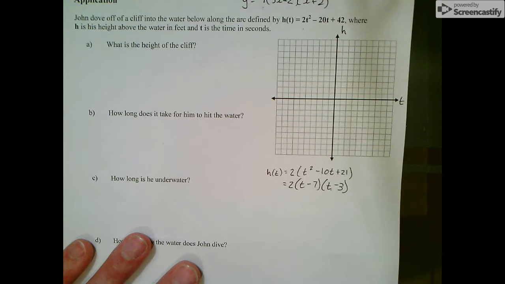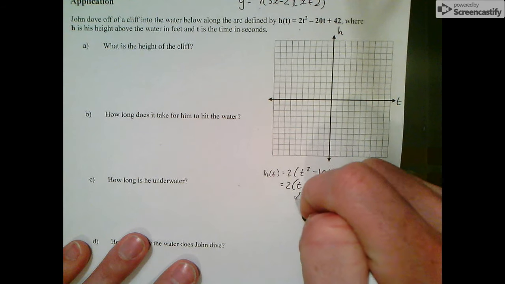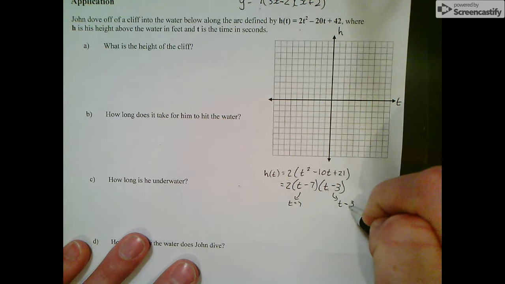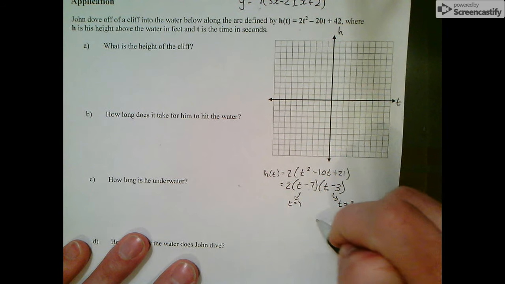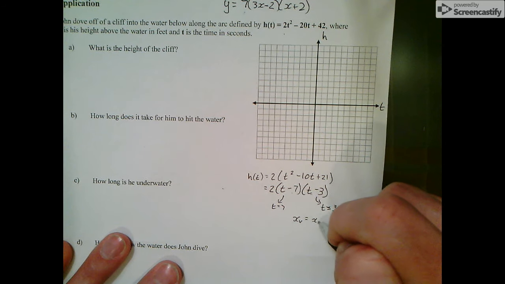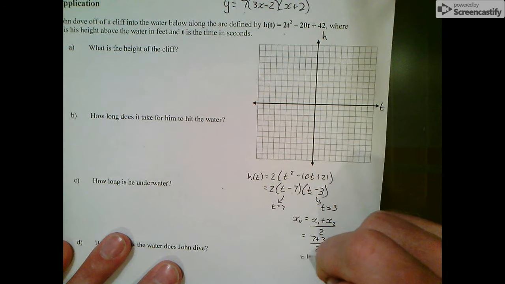All right, so now I can graph this. I've got t equals 7 as one of my x-intercepts. t equals 3 is another. Let's find the midpoint between them, to find the x of the vertex. That's going to be x1 plus x2 divided by 2, which is 7 plus 3 divided by 2, which is 10 over 2, which is 5.